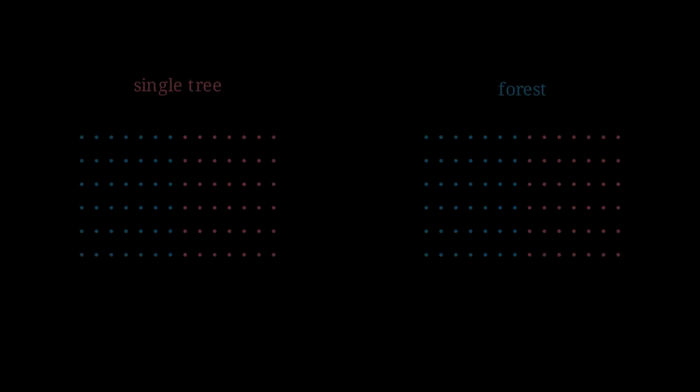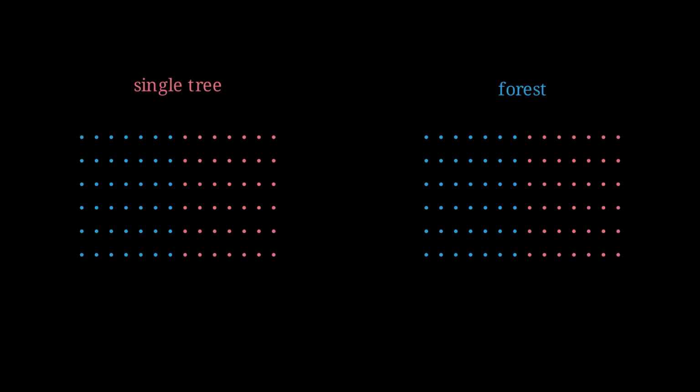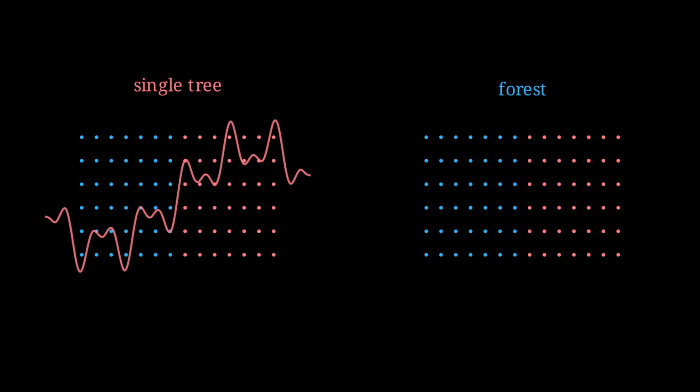Let's step back and see the full arc on one screen. On the left, a lone tree, sharp, jagged, memorizing noise, brilliant on training data and brittle on new data. On the right, the forest, smooth, confident, robust, built from hundreds of those same flawed trees voting together, same building block, transformed by the crowd.